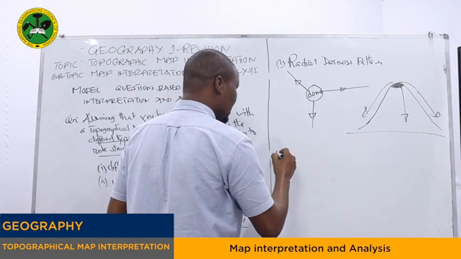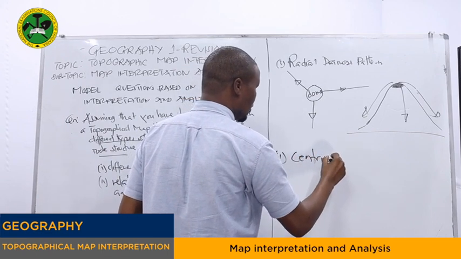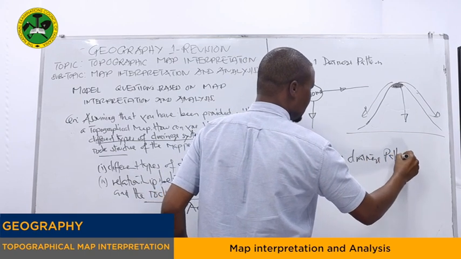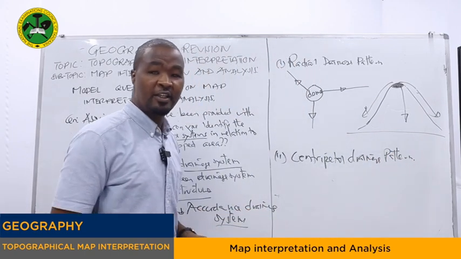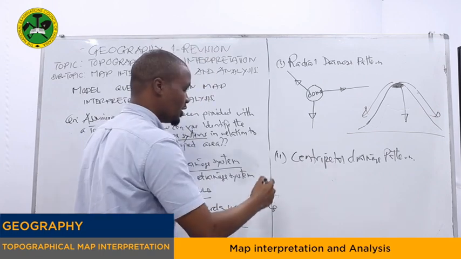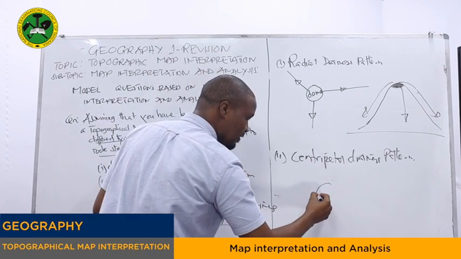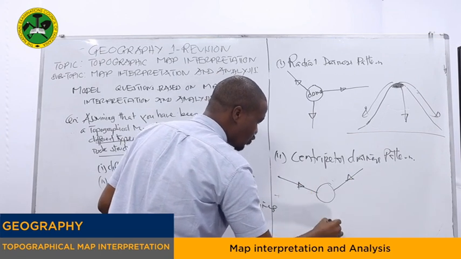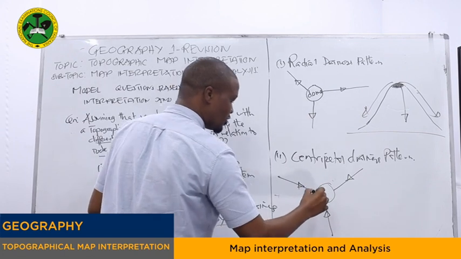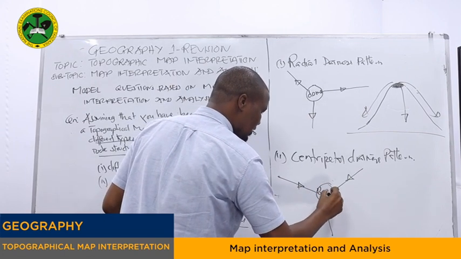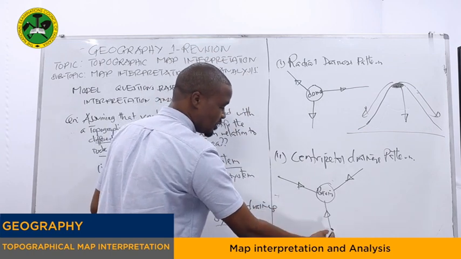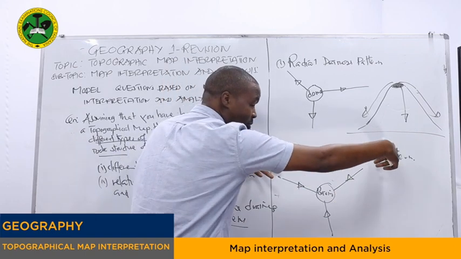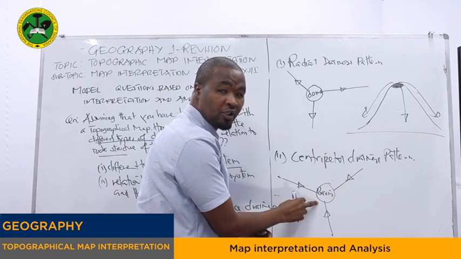Then the second one is the centripetal drainage pattern. The centripetal drainage pattern is the opposite of the radial drainage pattern. Why? Let's see. In centripetal drainage patterns, the rivers flow from different directions and converge, or meet at one point right here, at either the basin or the depression. So this area is upland area where the rivers originate. The rivers move from the highland area to the lowland area, as you can see.